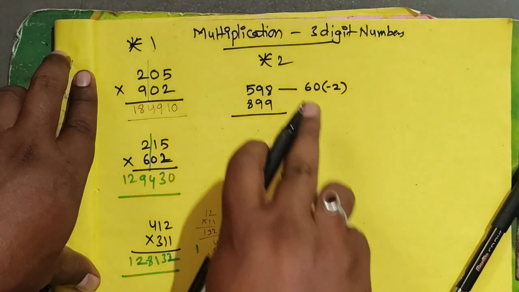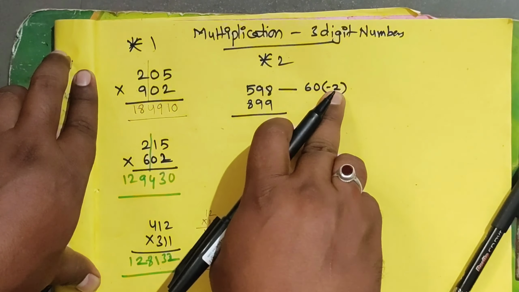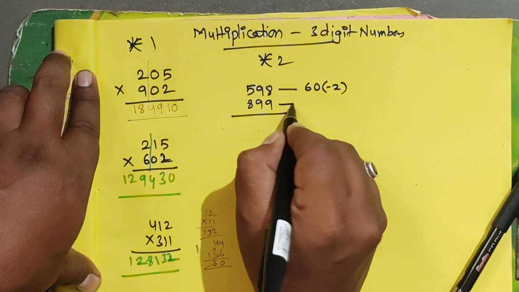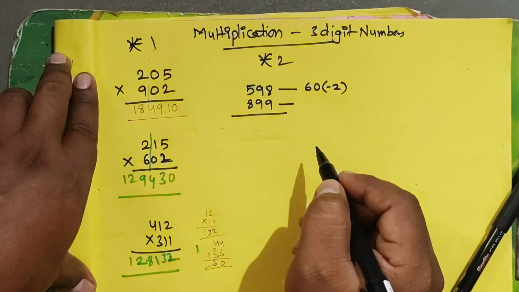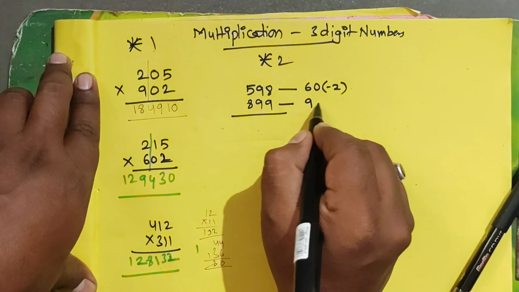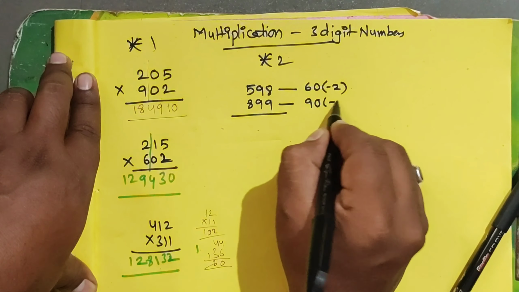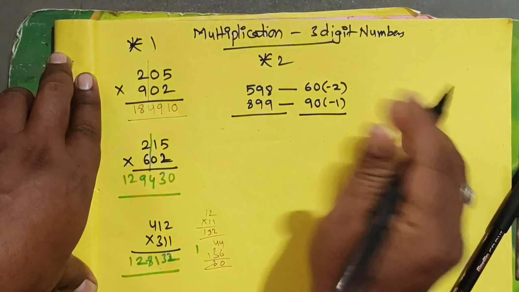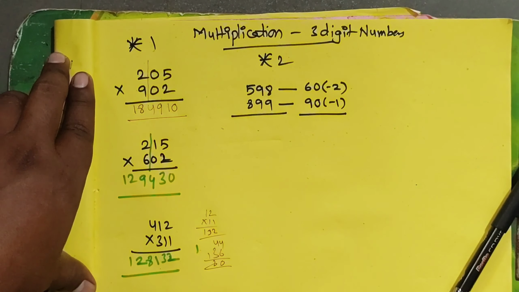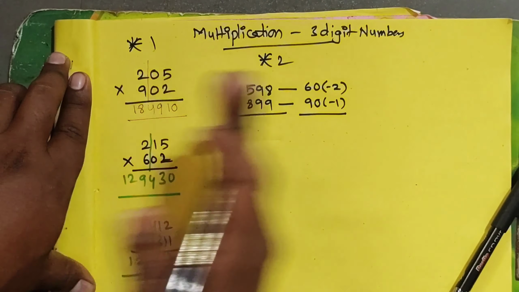The same way, the 600 minus 2 means here. So now here I will take the 899 means I will take the 900 minus 1, we get the 900 minus 1 like this. So now we have to solve these numbers here. The same way, now apply the first method here.